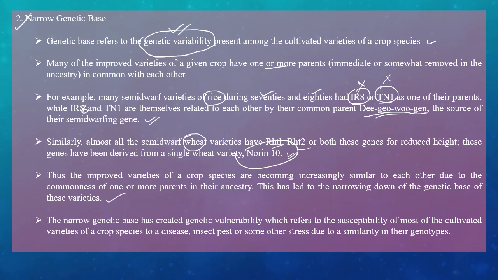Now what we can do? The narrow genetic base has created genetic vulnerability, which refers to the susceptibility of most of the cultivated varieties of a crop species to diseases, insect pests and other stress due to the similarity in the genotype, which we have seen in this slide. But what we can do, we can search for new dwarfing genes or new variability, and make use of those new genes or new sources of genes in our crop varieties, and we can incorporate them for further use.